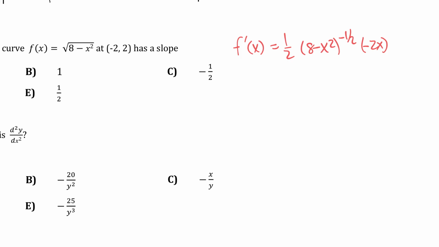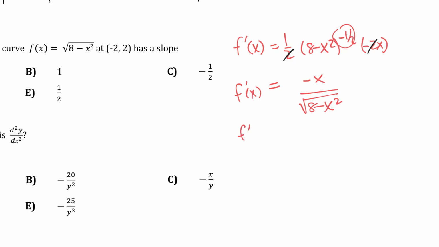And so what I see right here is it looks like that 2 and that will cancel each other out. And what we're left with, let's clean this up a little bit. You have still the negative and the x on the top. And on the bottom, you can take the square root of 8 minus x squared because that's a negative exponent right there. Let's plug in our 2 and negative 2, right? So f prime of x is that.